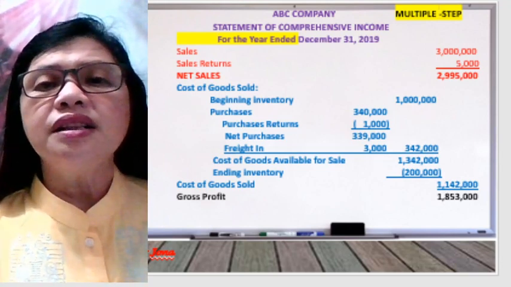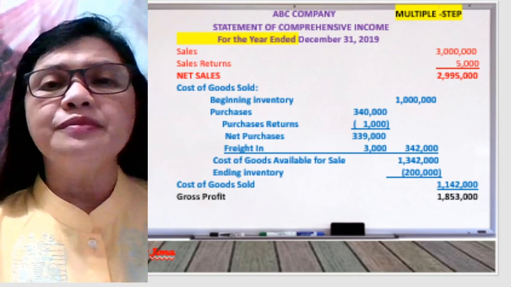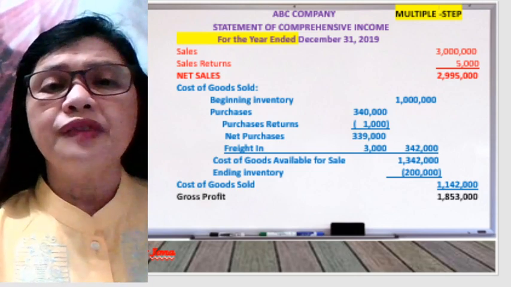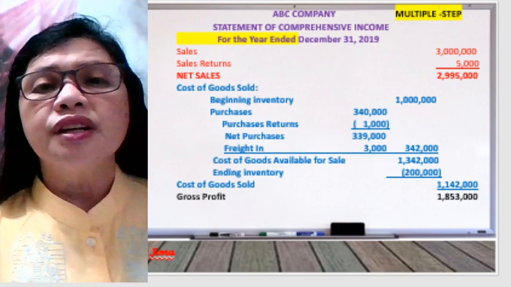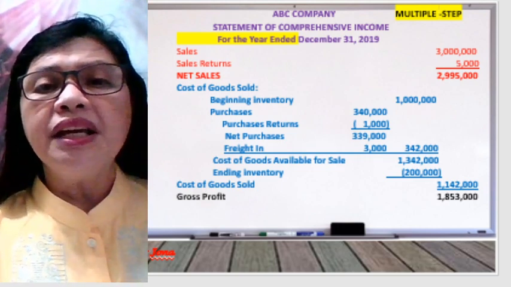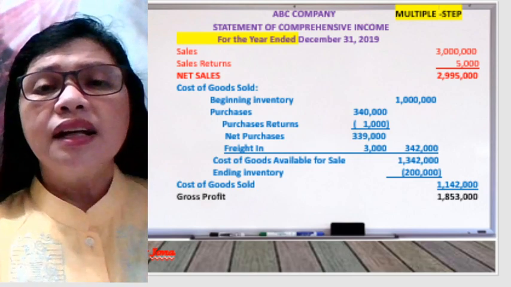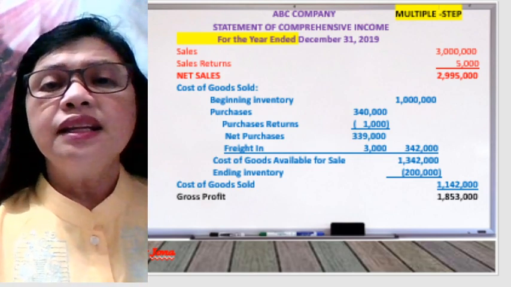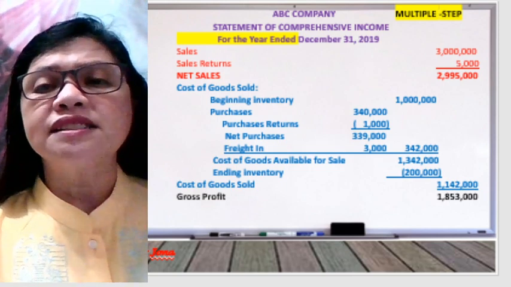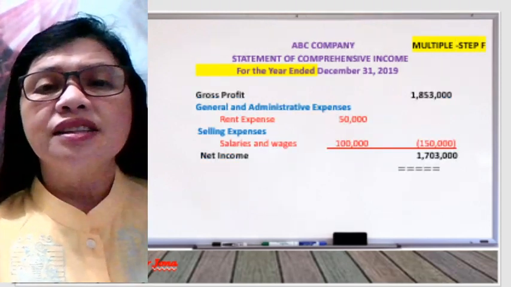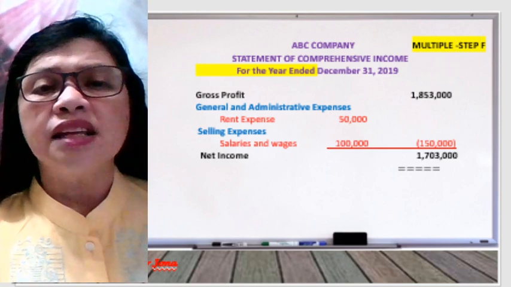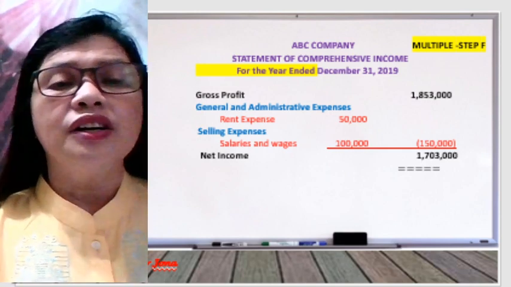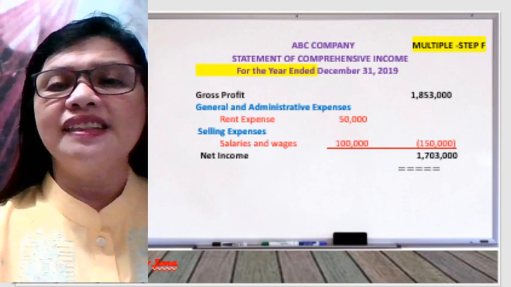So if you will be preparing the income statement for that, this is the result. Sales 3 million less sales returns of 5,000. So net sales of 2,955,000. The cost of goods sold, okay, the beginning inventory of 1 million, and then the rest follows. Then the second page of the multi-step format is this one. The gross profit less the general and selling expense. We have a net income of 1,703,000.